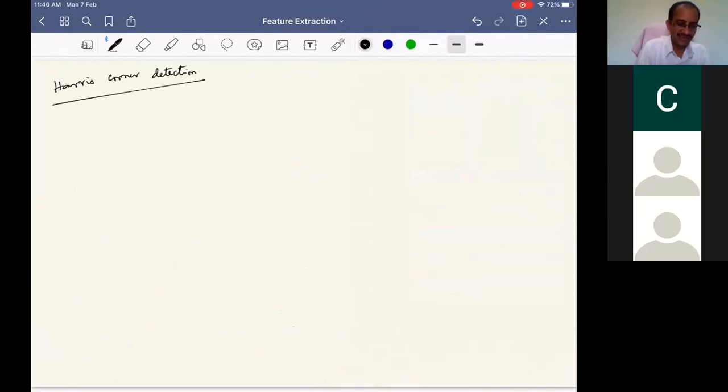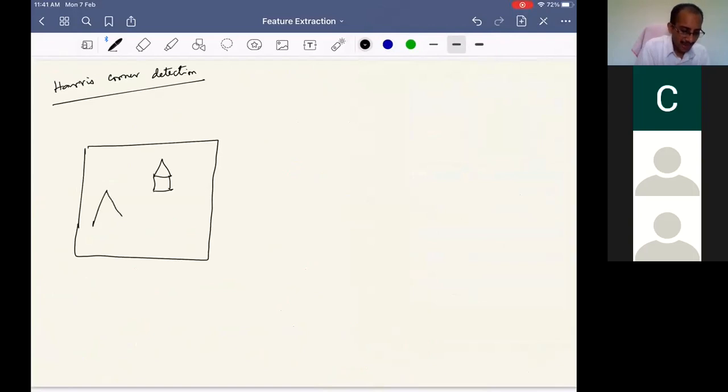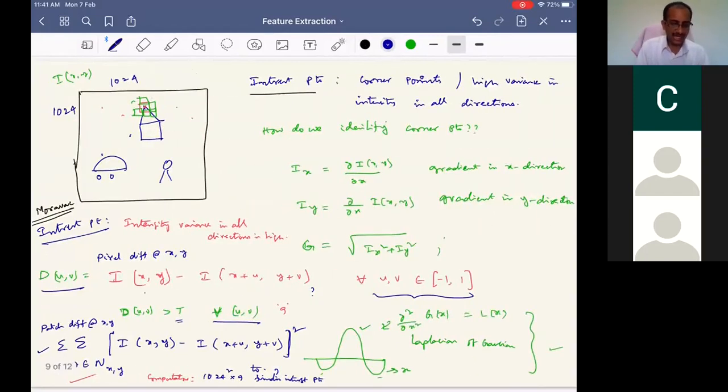The suggestion here is, can we simplify this? We don't want to compromise anything. I want to find the same objects wherever they are, and the corners and so on. I want to find them, but can I simplify this? Can I identify them better? Now the question is, how do we simplify this process of finding?